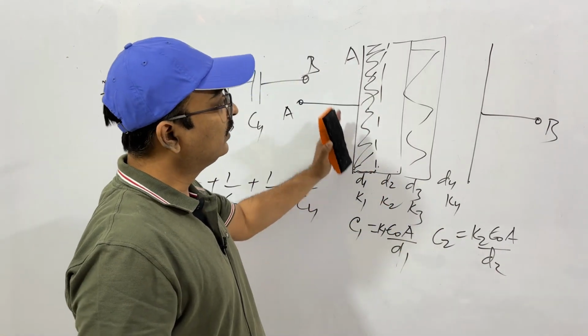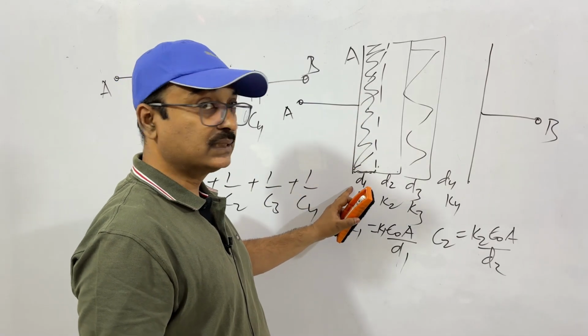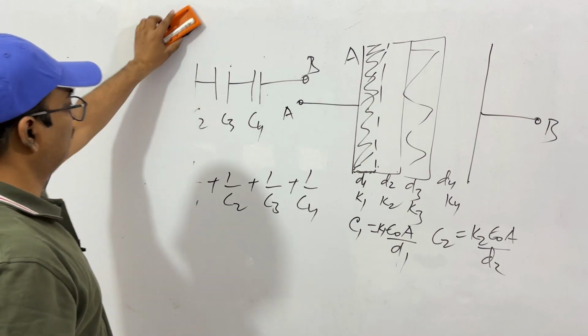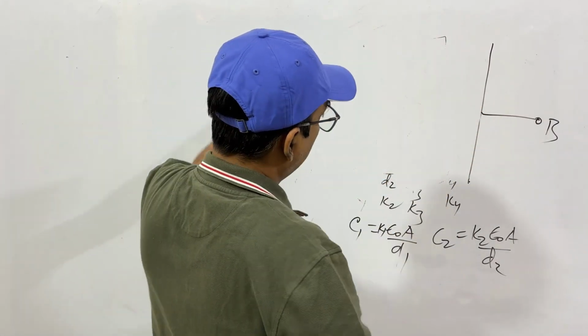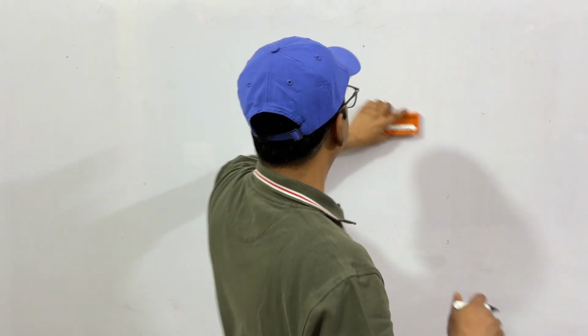Where you know how to find C1. The area for all of these dielectrics is the same, A. The thickness is changing. Clear? Now, let's see when they are connected horizontally. This is vertical, and when they are connected horizontally, then what? This is clear to you, I guess.